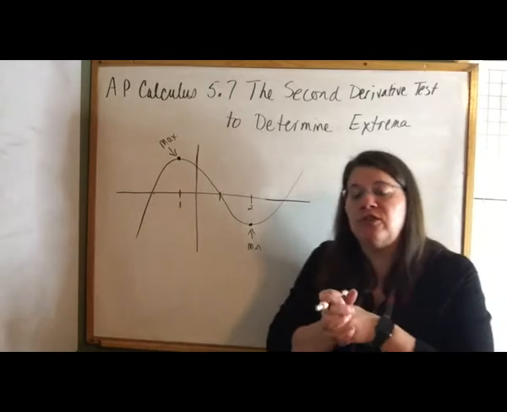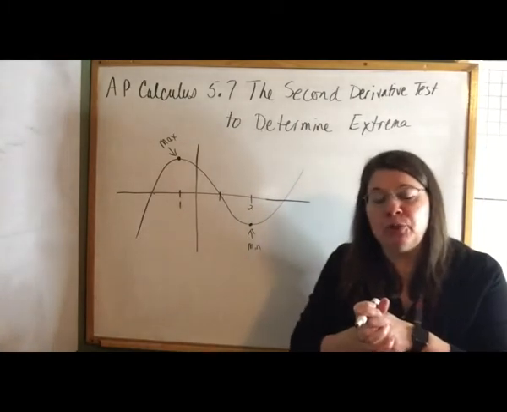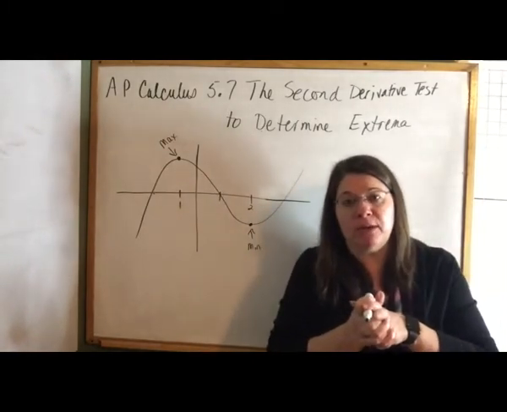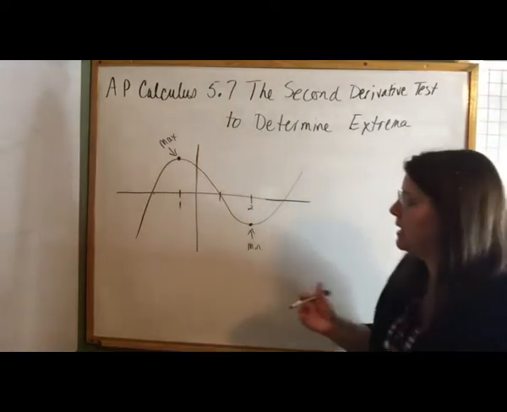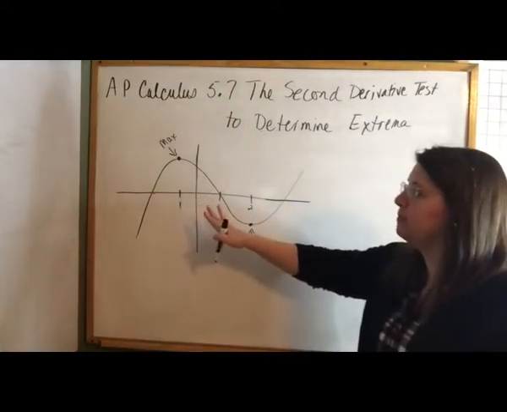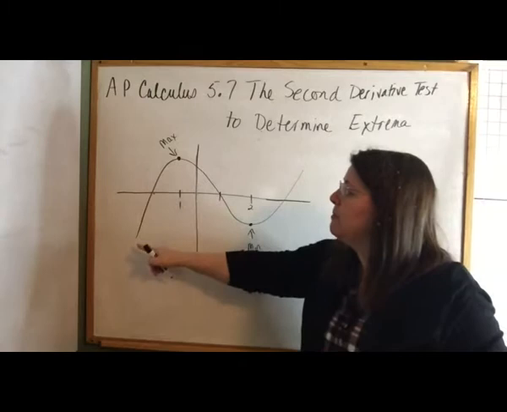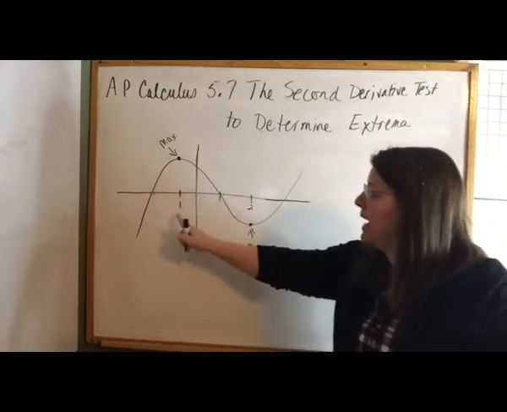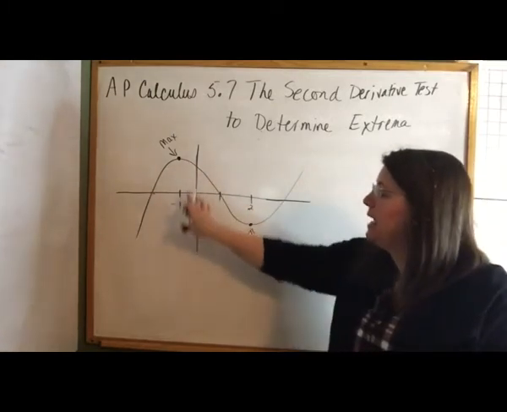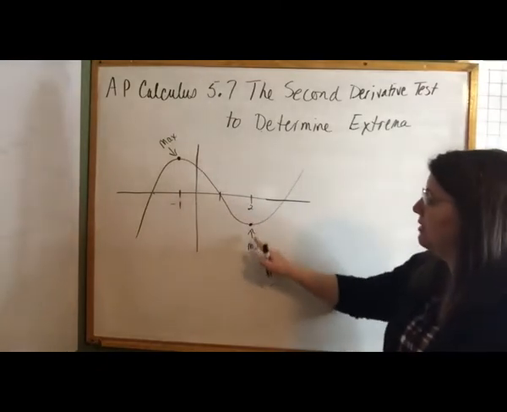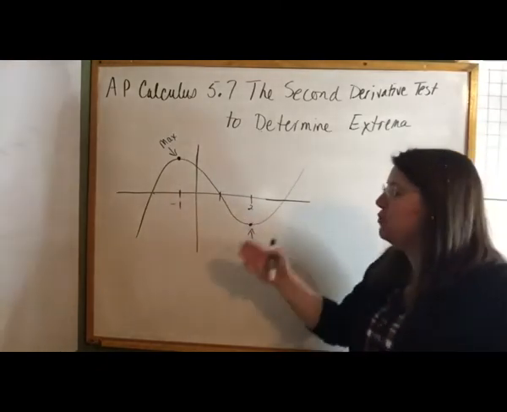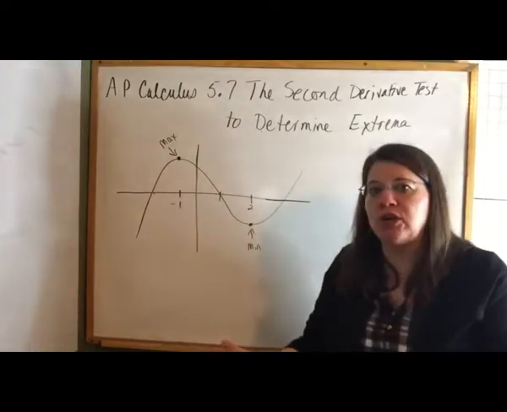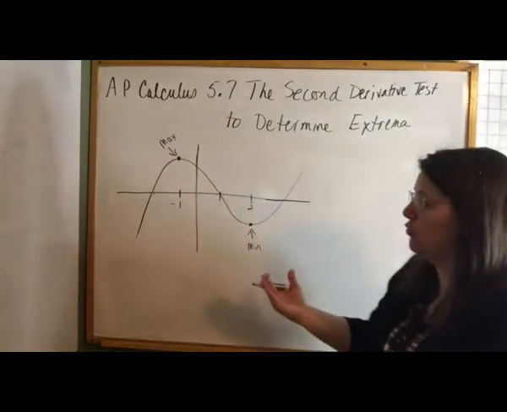We can use the second derivative, f double prime, to also find our maximums and minimums. If you think about it, I just have a real simple graph here. My relative maximum is going to be here at -1, and my relative minimum is here at 2. Everything that we've talked about in this section so far holds true.